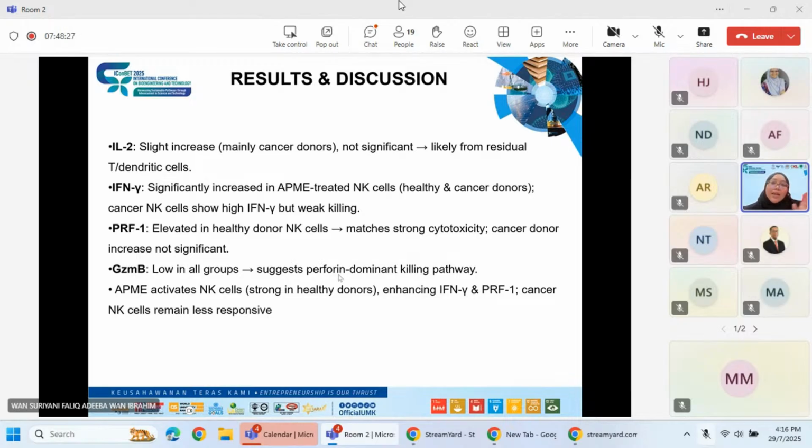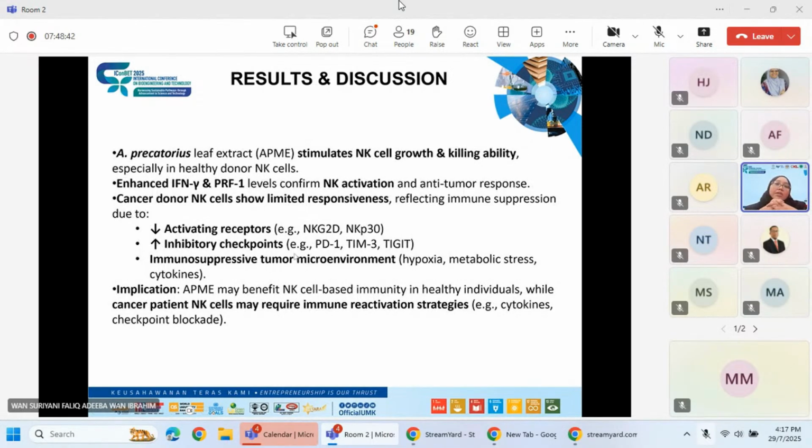We can say that the APME activates the NK cells strongly in healthy donor, enhancing the interferon gamma and also perforin 1. However, the cancer NK cells remain less responsive. Now, ladies and gentlemen, this shows that APME stimulates the NK cells growth and killing ability, the cytotoxicity. The enhanced interferon gamma and perforin 1 confirm the NK cells activation, also anti-tumor response.